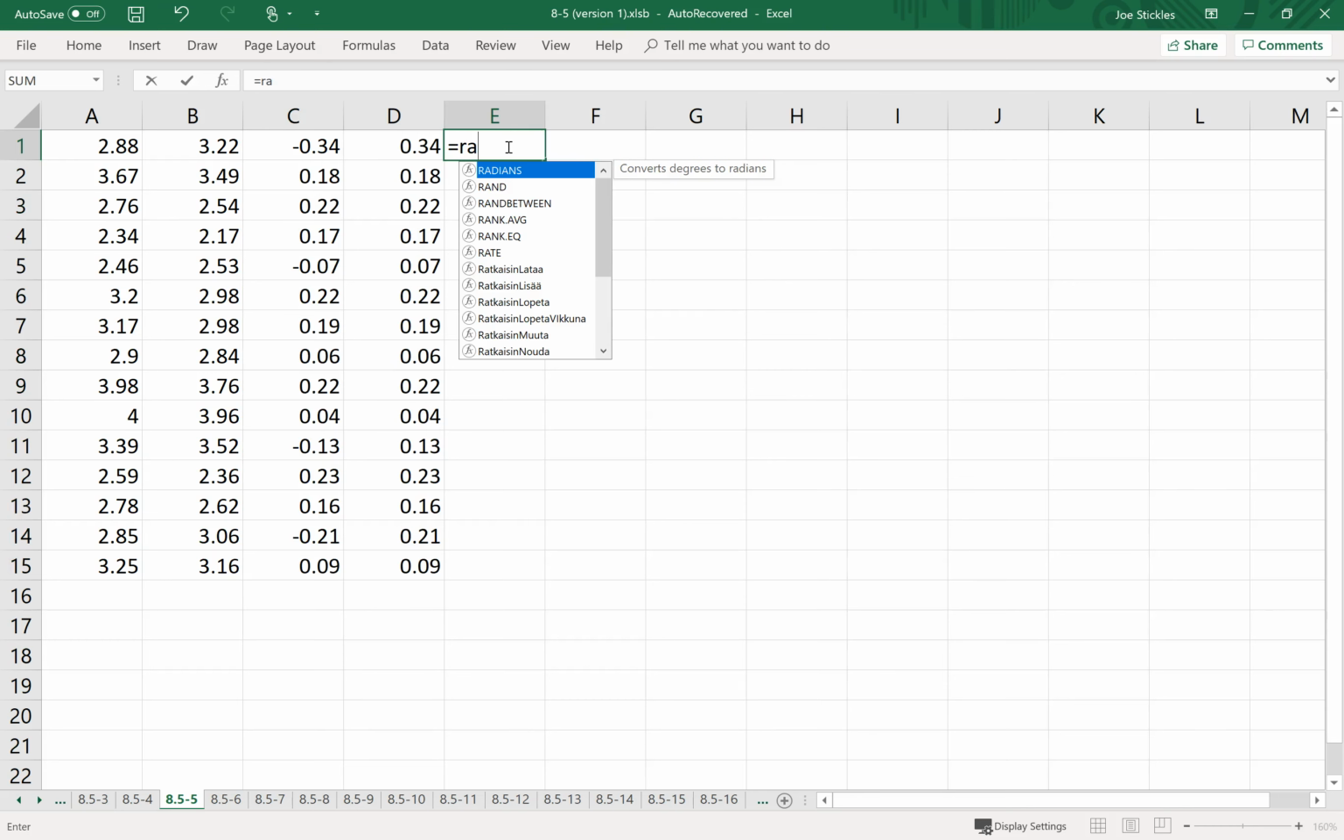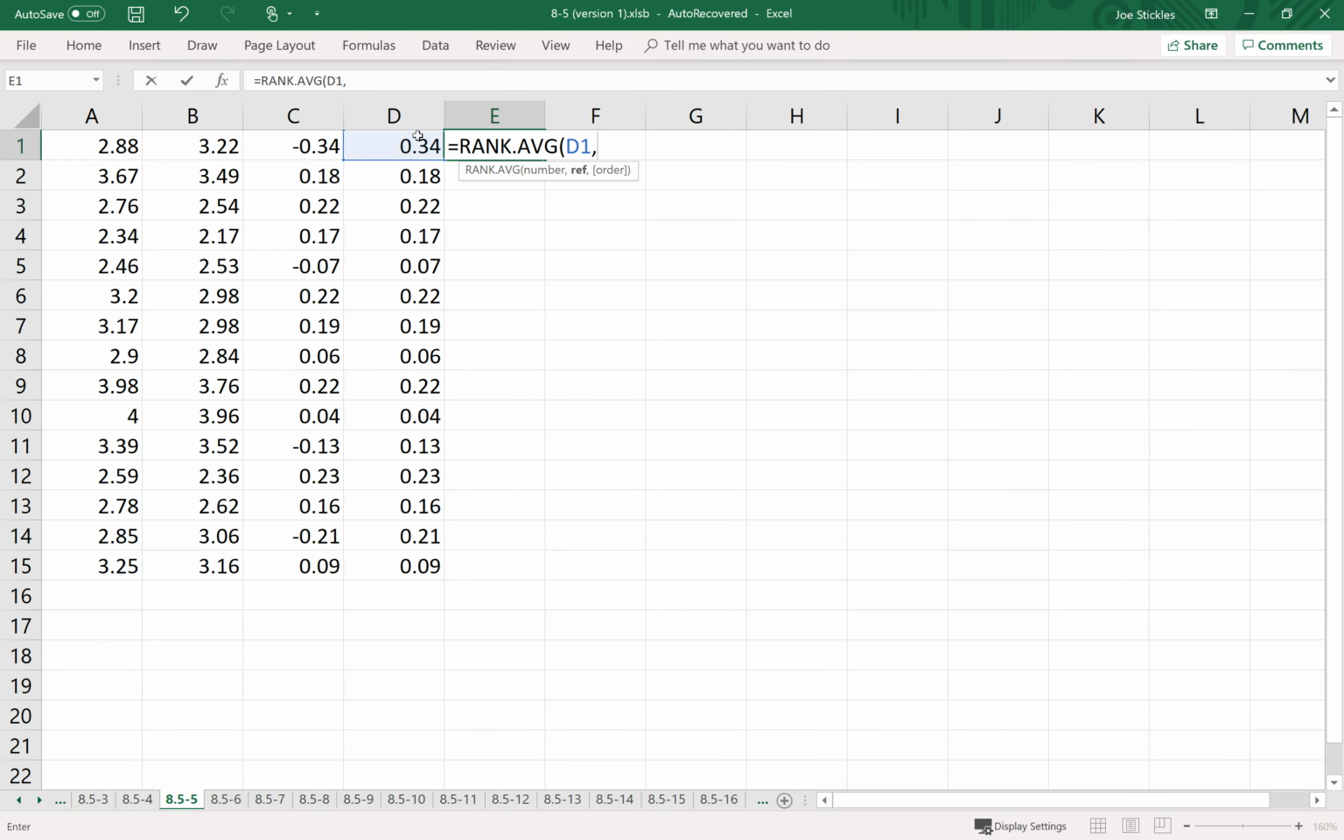So I want to do the rank. And we'll always use the rank average because we're going to average any ties. Do the rank average of each of them relative to the rest of the array. And then we want to do ascending order, so we'll change that to 1. And then I want to multiply it by the sign of the difference over here.